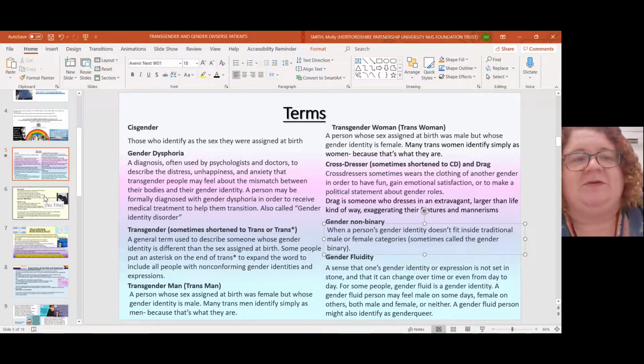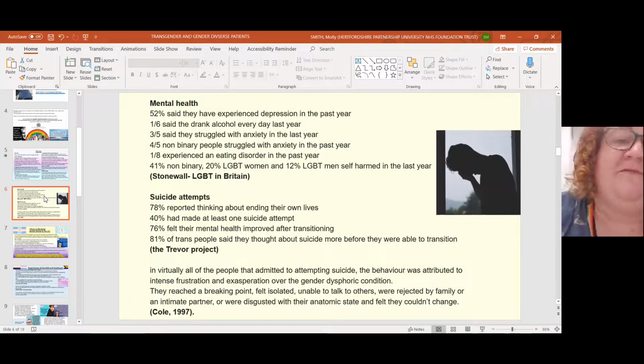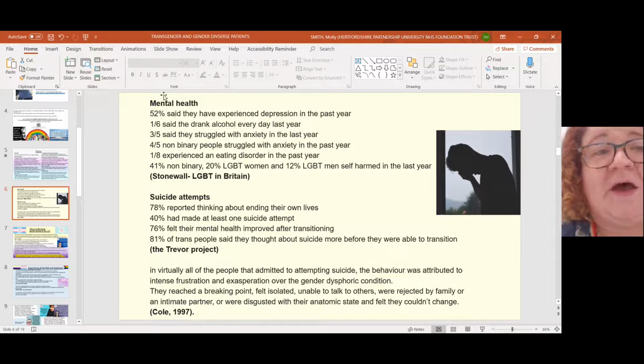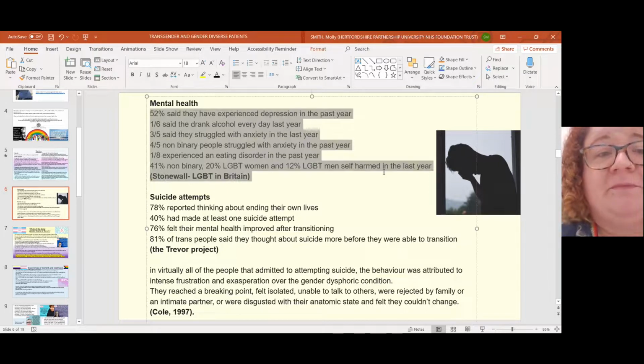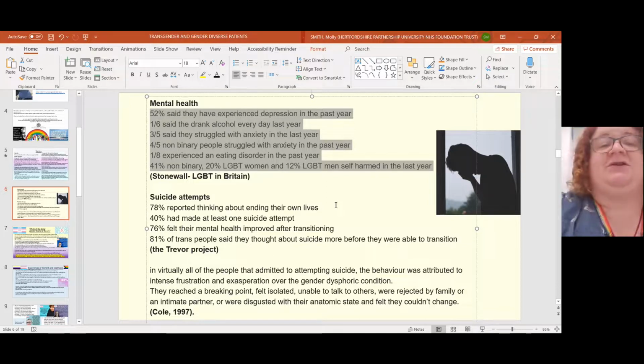So we're going to go on to now mental health for the gender diverse community. So I've got some really good research projects here. This first bit of data comes from a Stonewall report. It's the LGBT in Britain report. There's some really good research there. They were asking a lot of people for their input here. So this is for the LGBT community in general, not just the gender diverse part of that community.